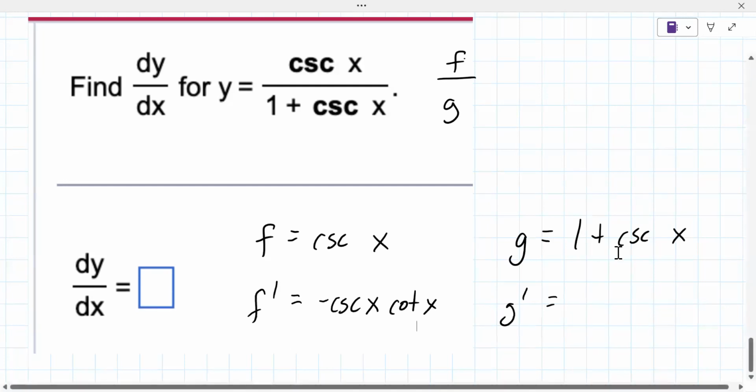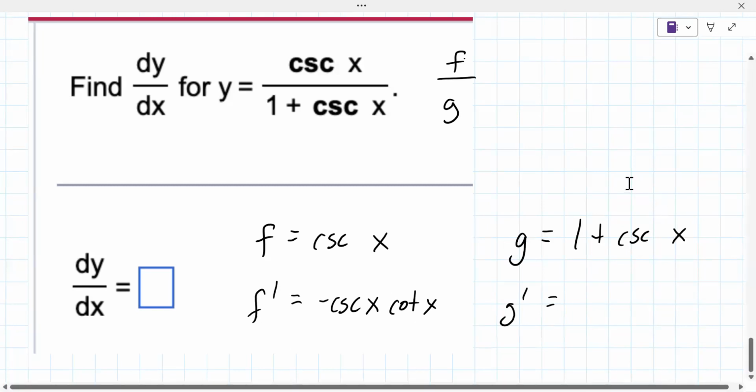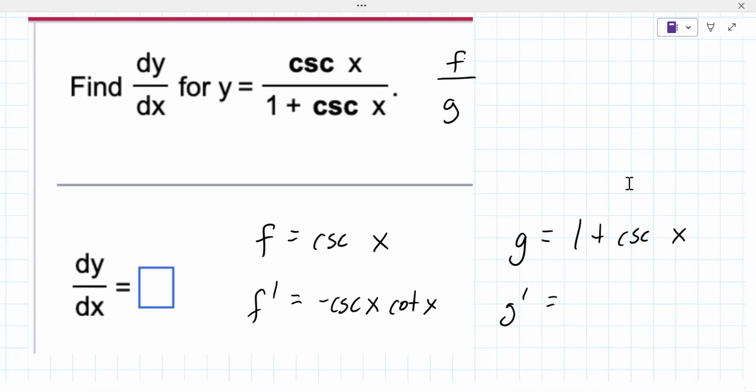How about the one on the right here? Would it be 1 plus negative cosecant x cotangent x? Or is it the derivative of a constant is always 0. So it'd be just 0 minus cosecant x cotangent x. Okay.